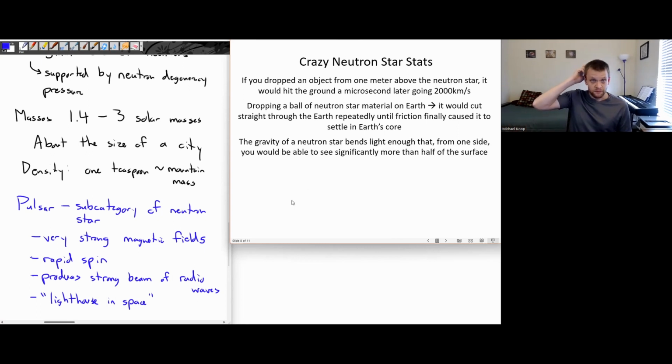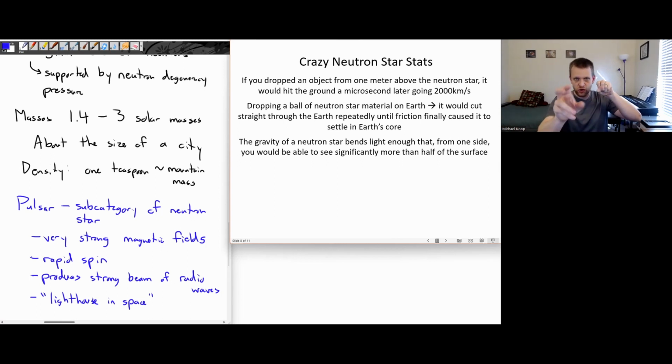What else? Well, the gravity around a neutron star is so strong that it'll actually bend the path that light takes. If there was a neutron star over here, some of the light from the backside of that neutron star will be affected by its gravity in such a way that when light is emitted by that backside, the gravity actually bends the path of that light around the neutron star.